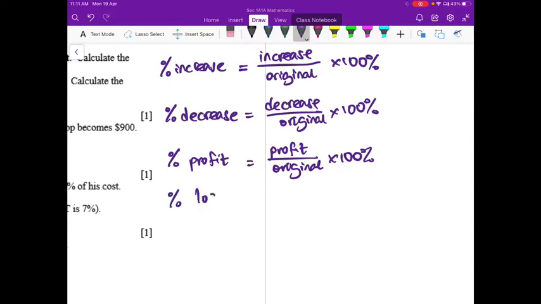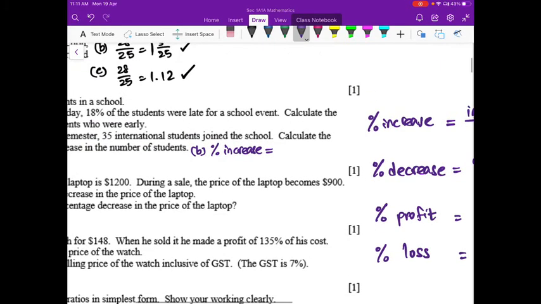Yes, percentage loss. So after we have memorized either one or two of them, you realize that you can write the rest of it by yourself, right? Don't need to memorize all four. So what is percentage loss equal to? Yeah, the structure is the same. You just need to change one word only. Okay? So now back to the question. What is the percentage increase?